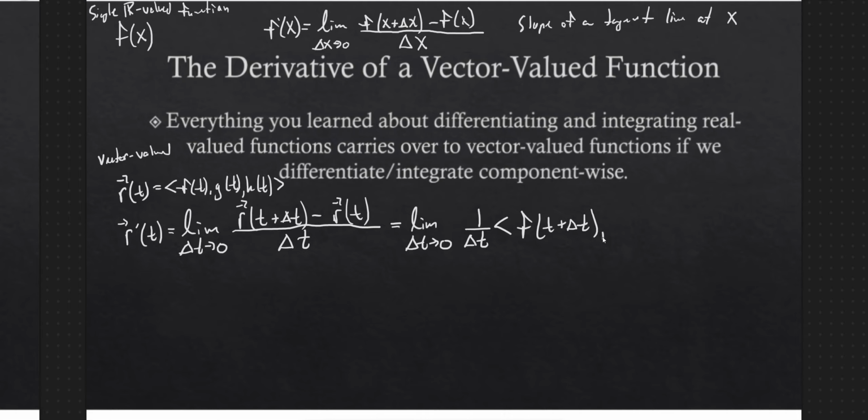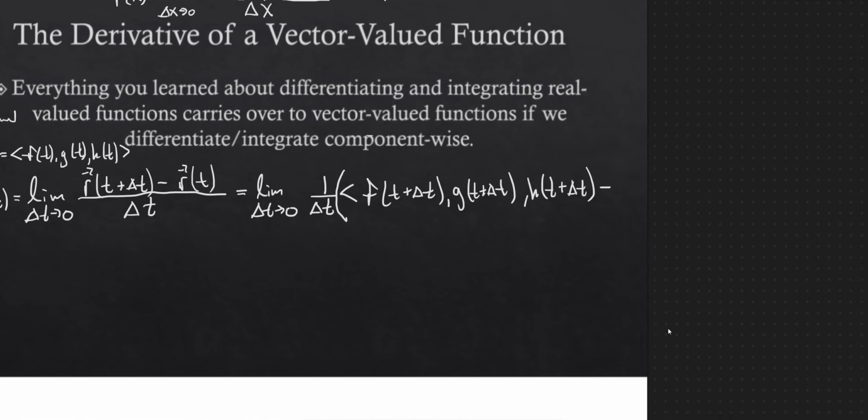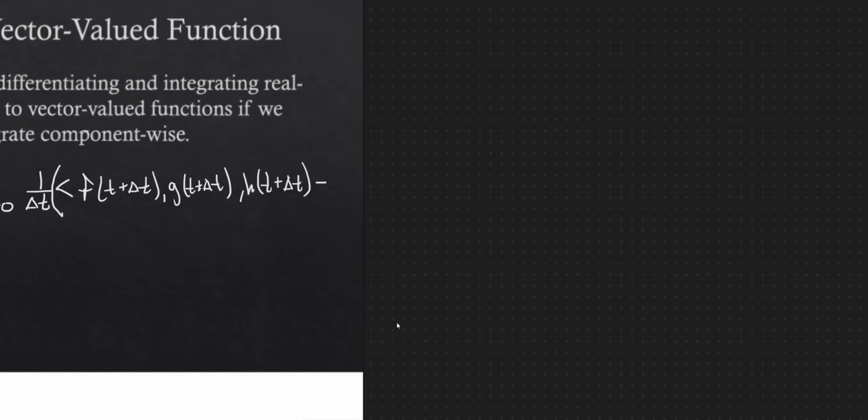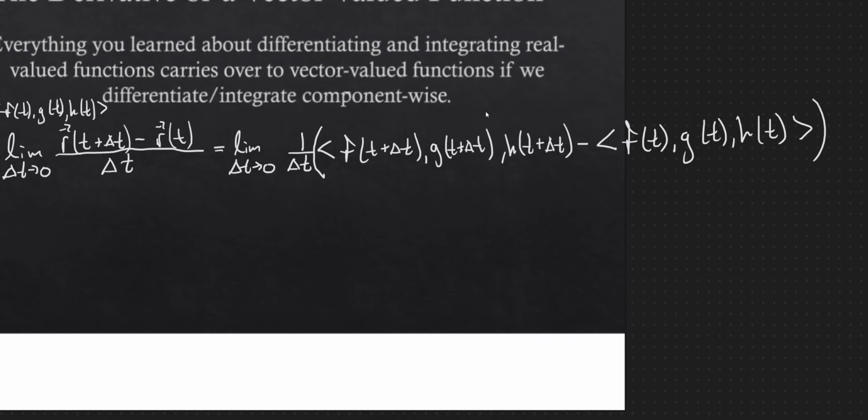g of t plus delta t, and h of t plus delta t. Minus, and here's why I like to use the whiteboard, because it runs over. And then I'm taking away just whatever the vector is at t: f of t, g of t, h of t. And 1 over delta t for the whole thing, so that's that change written out in vector form. I can actually do that difference.